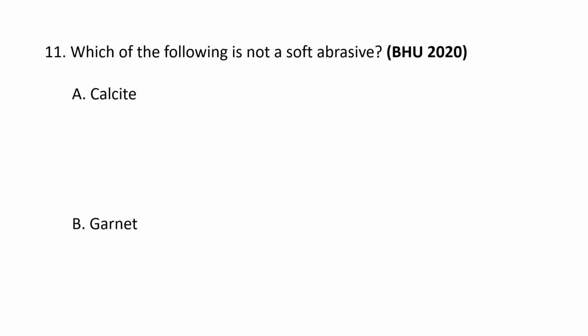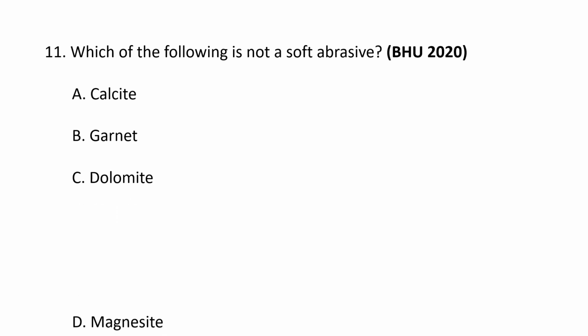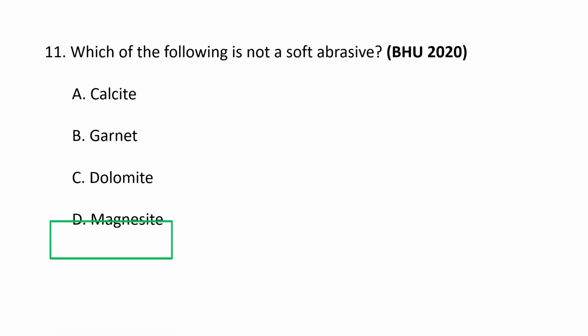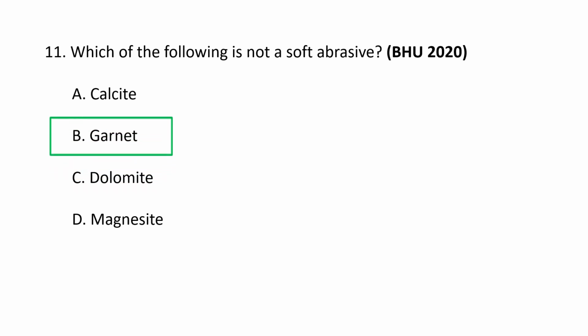A. Calcite, B. Garnet, C. Dolomite, and D. Magnesite. So the correct option goes as B, garnet, because garnet is a hard abrasive. Garnet is actually a hard abrasive and it is not a soft one, and it has a Mohs hardness scale rating around 6.5 to 7.5, which is considered relatively high, making it suitable for abrasive applications like sand blasting and water jet cutting. So the correct option is B, garnet.